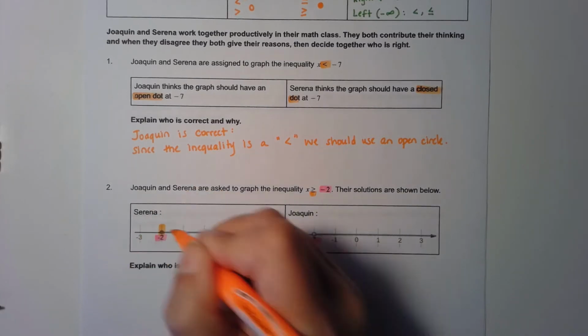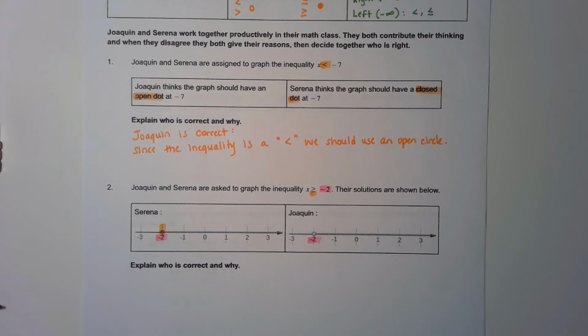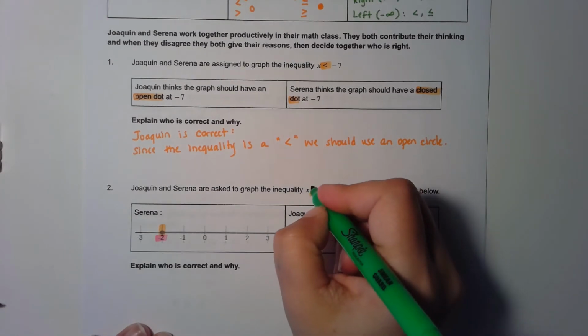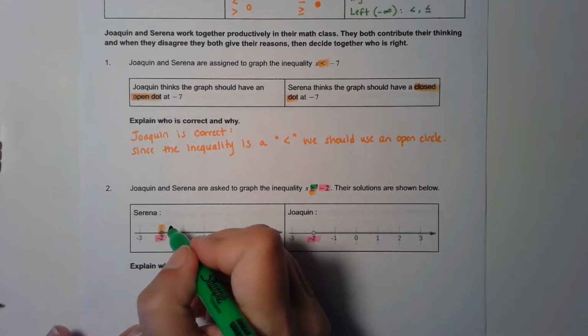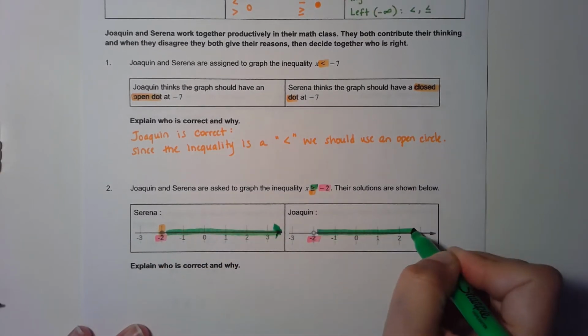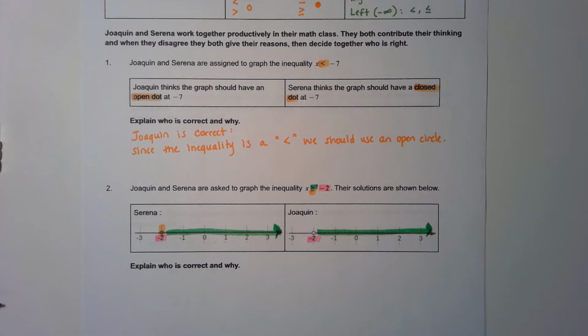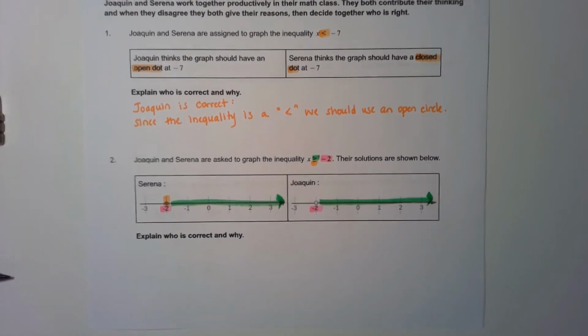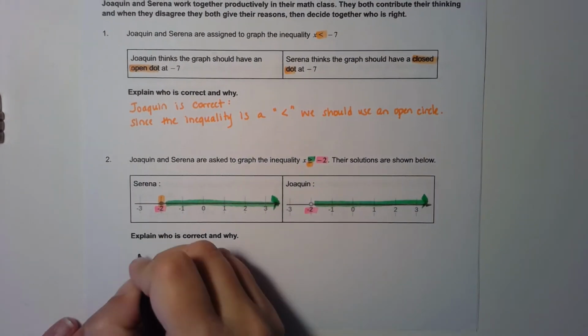Since this graph has a closed circle, that's making me think that that graph is correct because it shouldn't be an open circle. And then the last thing is that because we have a greater than here, we should be shading to the right, and both graphs are shaded to the right. So that's good. That means the only graph that meets all three criteria for being correct is Serena's graph. So we would say Serena is correct.